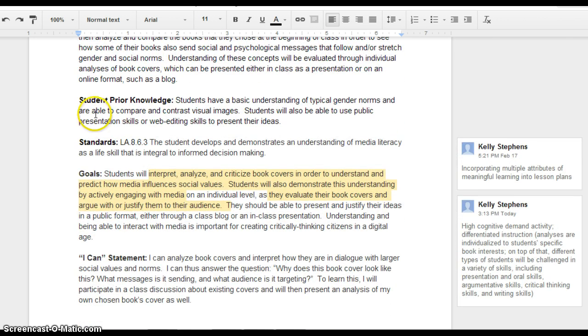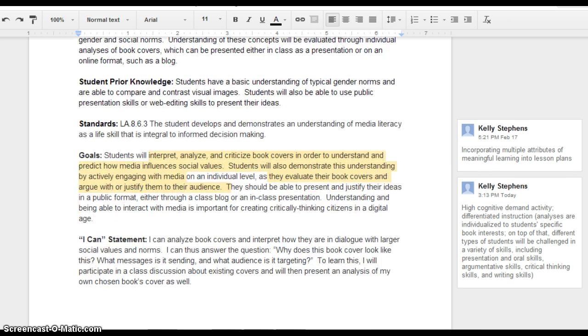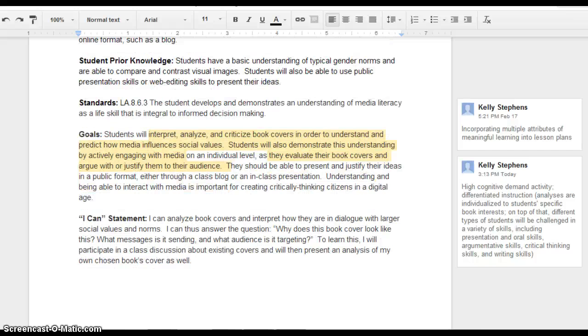Students who come into this lesson should have prior knowledge about typical gender norms, and they should be able to compare and contrast visual images. So the main skills that they'll be working on are public presentation skills, and maybe some web editing skills if you have the technology for that in the classroom.